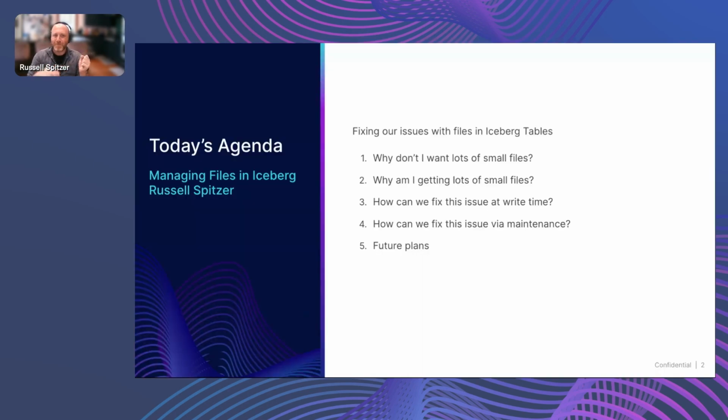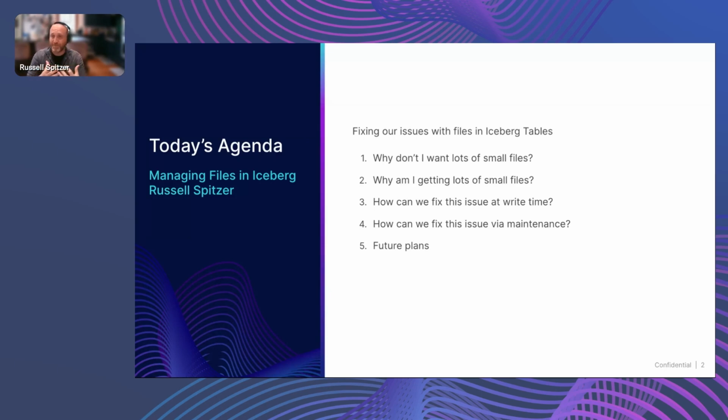What we're going to talk about today is basically how we can fix those kinds of issues with our Iceberg tables. We're going to start out by going into the problem at a high level and say, why do we even care about small files? Why are small files an issue with Iceberg tables? Then we're going to talk a little bit about why I am getting lots of small files. Obviously, we don't want them. Why are they appearing? And then we'll talk about how we can actually fix those issues at write time.